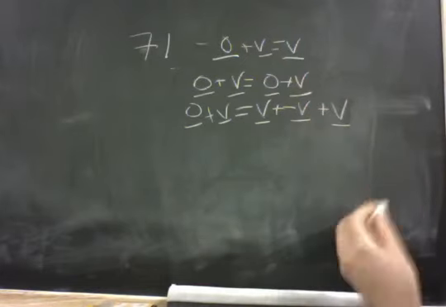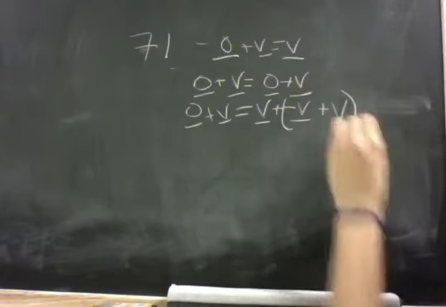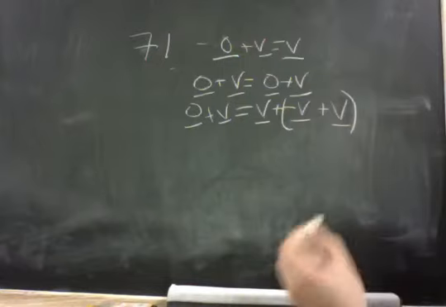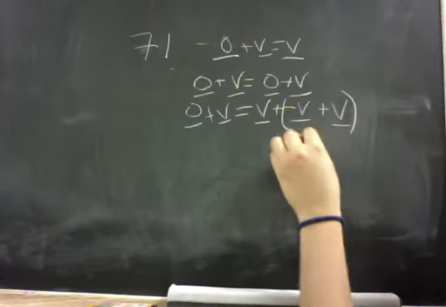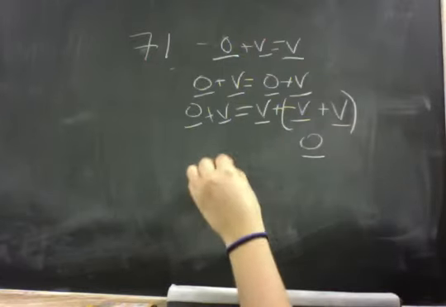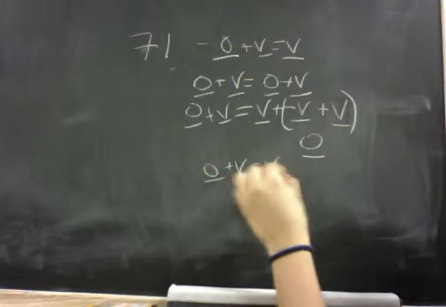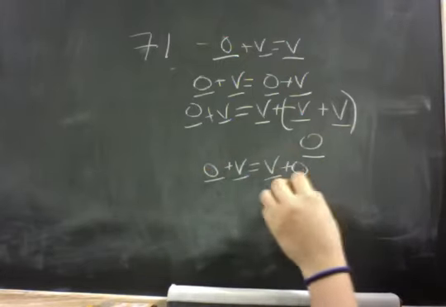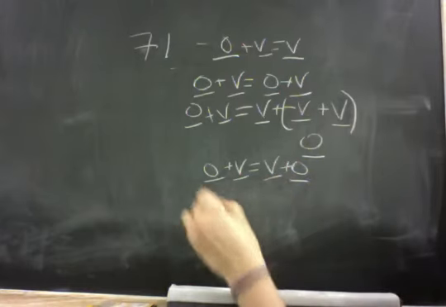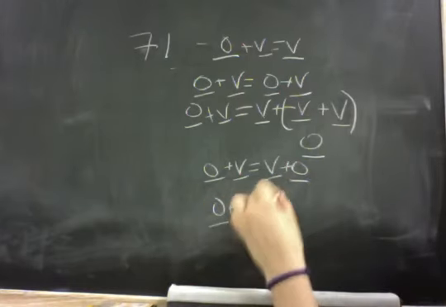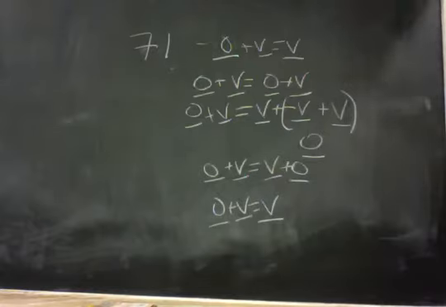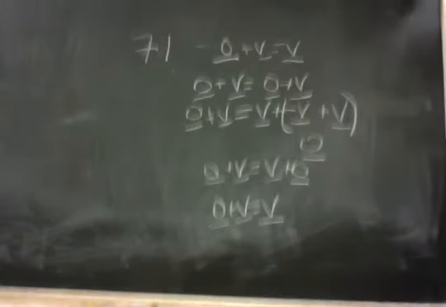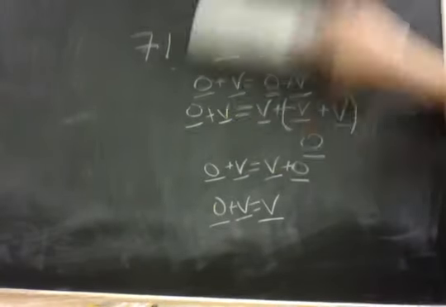plus v. And we know from part 2 that a left additive inverse is also a right additive inverse. So we know that negative v plus v equals 0. So 0 plus v is equal to v plus 0. Again, this is a right additive identity. So 0 plus v equals v. So there exists a left additive identity.